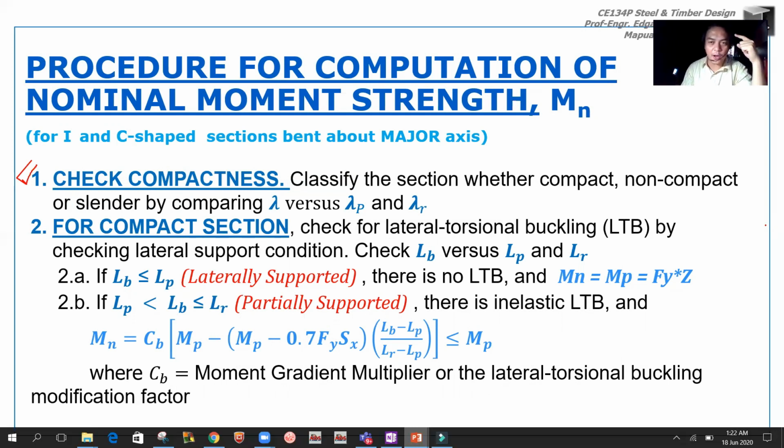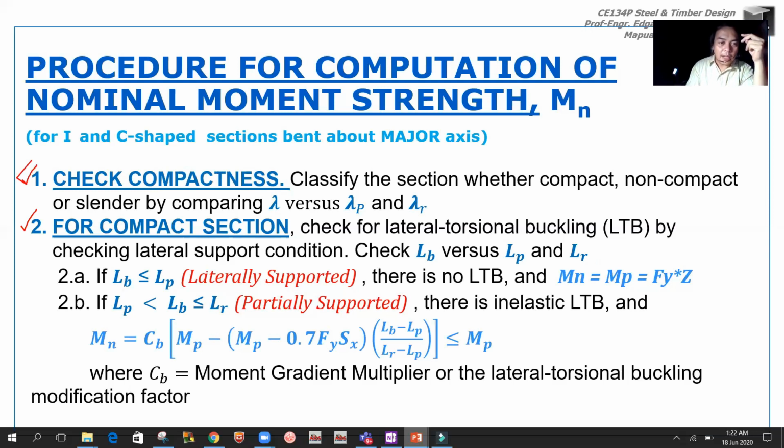Classify the section whether compact, non-compact, or slender by comparing the lambda versus the lambda p and the lambda r. We did that before. Then yung second step, kapag yung section nalaman mo siyang compact section, doon ka pupunta sa step 2. Next is to check for lateral torsional buckling or LTB kung mangyayari by checking the lateral support condition. You just have to check the LB versus the LP and the LR. Yan yung ginawa rin natin from previous lecture.